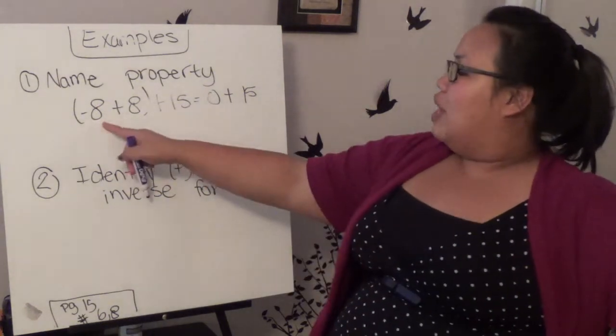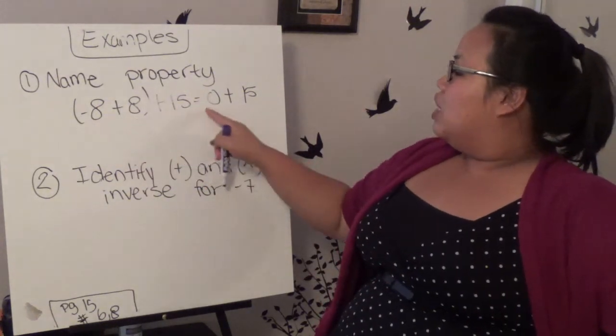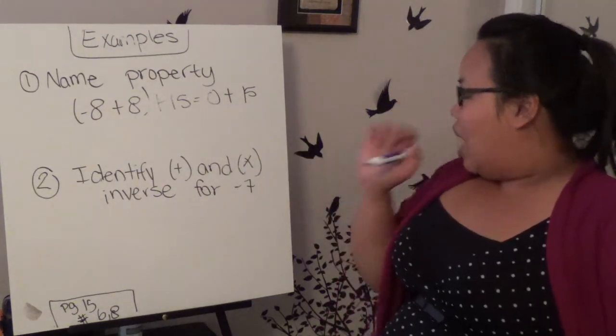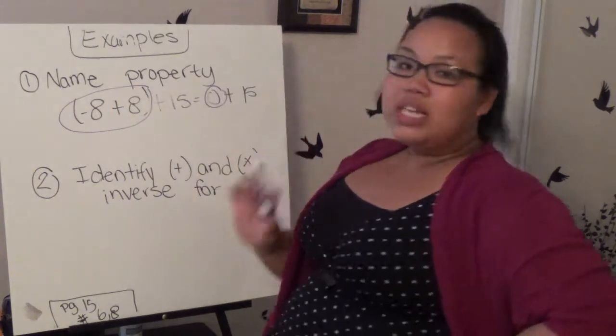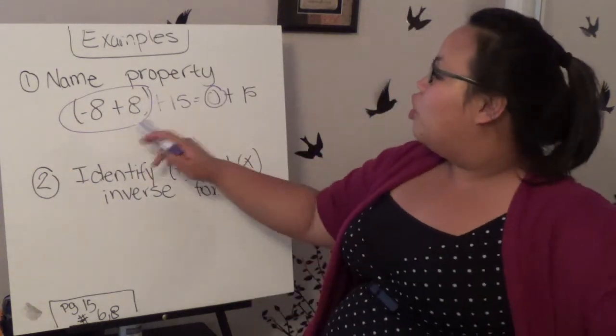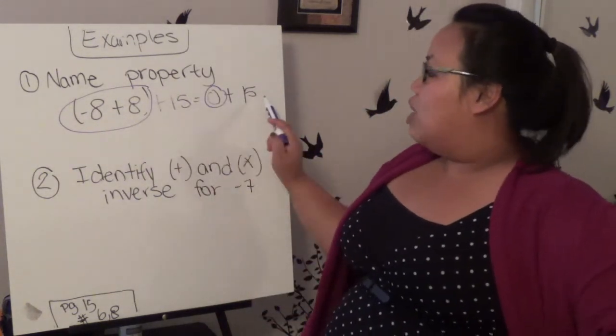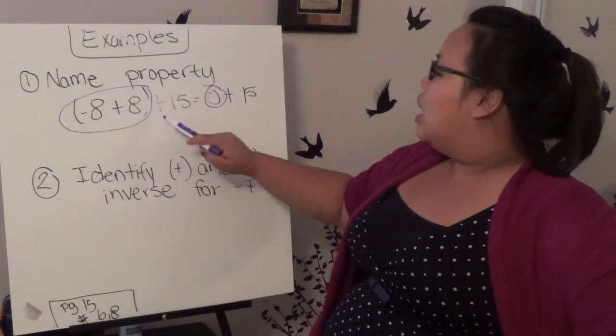So if I have negative 8 plus 8 plus 15 equals 0 plus 15. So the change is this. This turns into this. So when they're asking you to identify the property, they want you to focus on the change. 15 stays the same, if you see. But negative 8 plus 8 turns into 0.